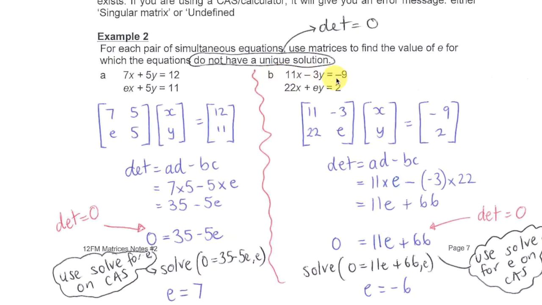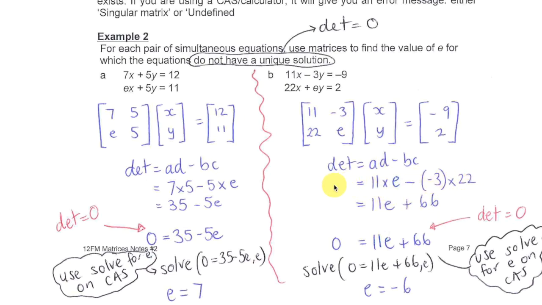So let's look now at the second set of simultaneous equations, and here we've got an unknown E. Again, let's create the coefficient matrix. So 11, -3, 22, and E. We've got the variable matrix x, y, and our answer matrix -9, 2 here. If we do not have one unique solution, then the determinant of this coefficient matrix will equal 0. So I'll have a 0 here, and that will equal 11 times E minus 22 times -3. That's shown here.